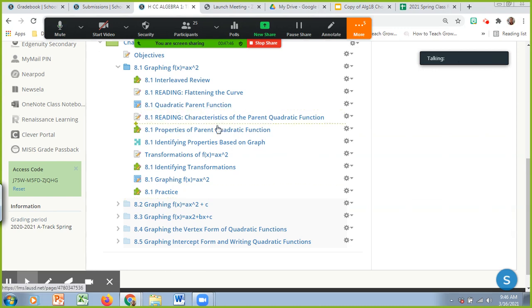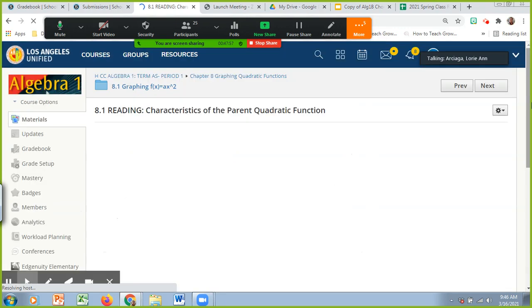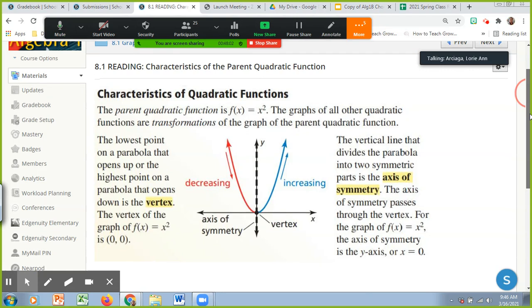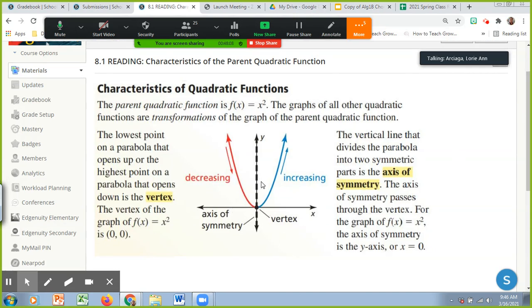Okay. So let's look at some of the properties, or reading, which is the characteristics of the parent quadratic function. So this will just summarize some of the things that I mentioned. Okay, so you don't have to copy this down if you copied my notes, right? Okay, so you call this the parent quadratic function. I mentioned the axis of symmetry. The vertex is either the minimum or the maximum point. So if you can add that to your list, the vertex here is minimum because it's the lowest point of the graph.